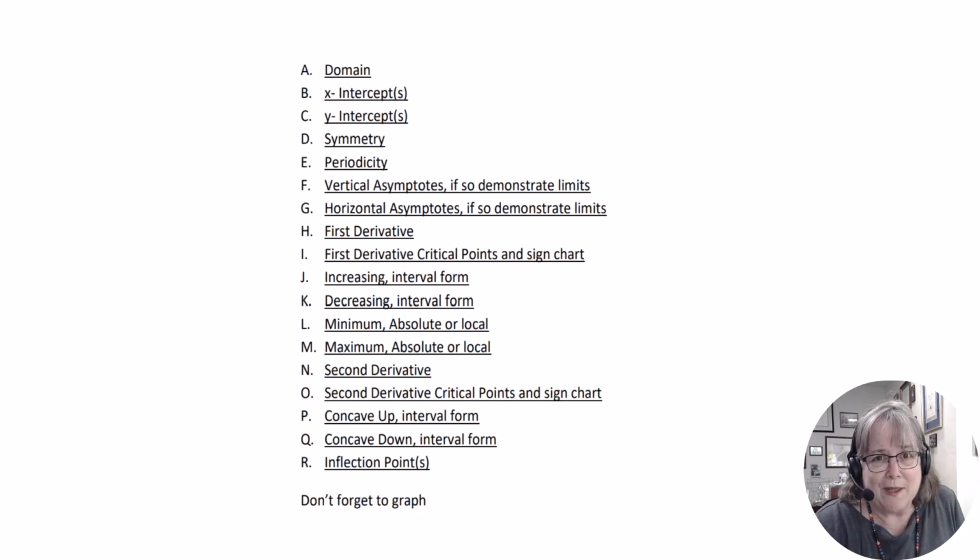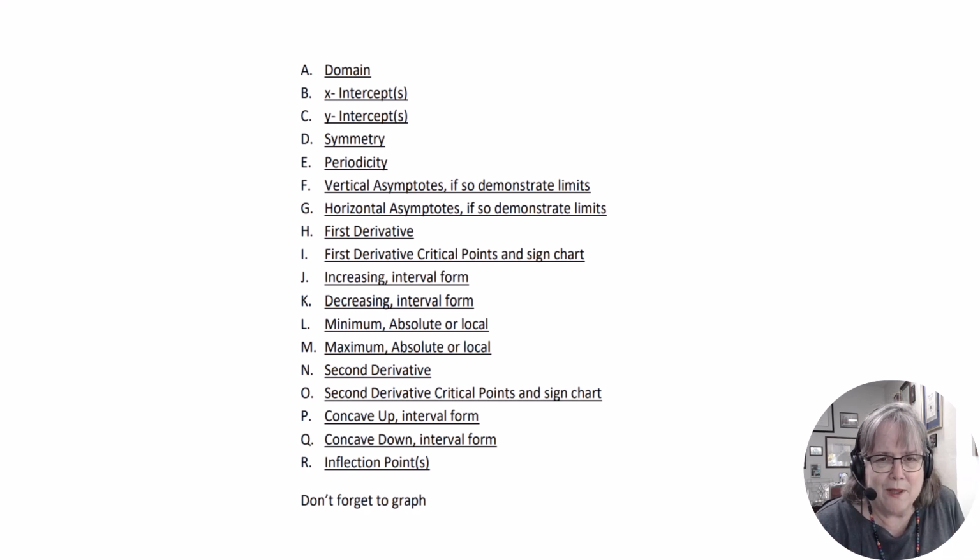I don't know if you're going to want to take a screenshot of it, or print it off or whatever you want to do, but this is what we're going to use. Now for your class or your test or your homework, when you're studying, your teacher may ask you a subset of any of these. They may go straight down to P and Q and say, find where it's concave up and down and skip everything in between.